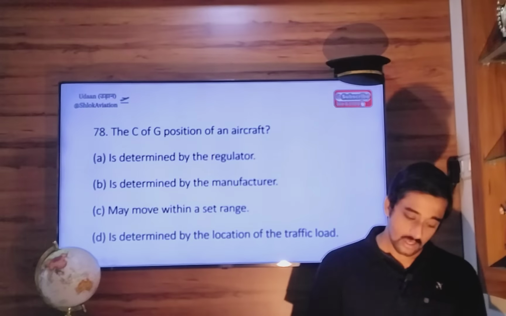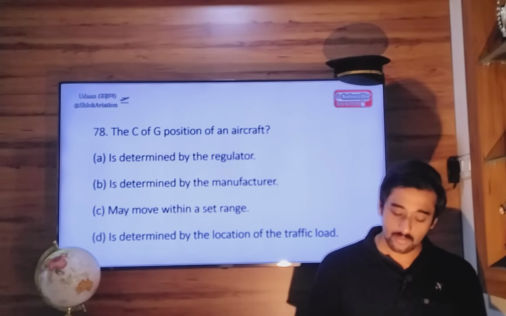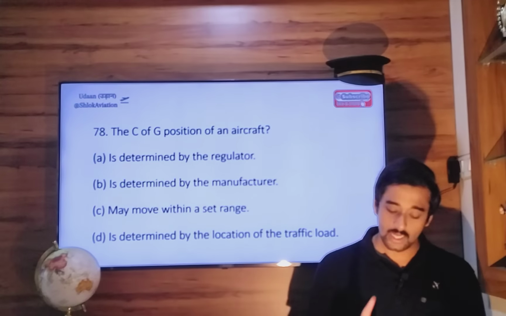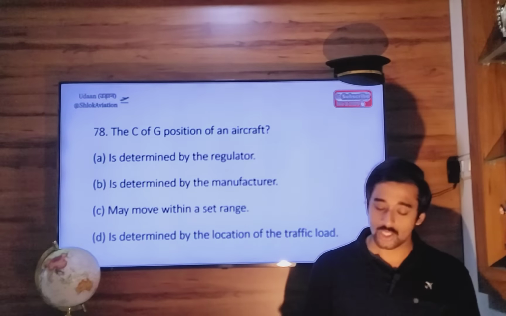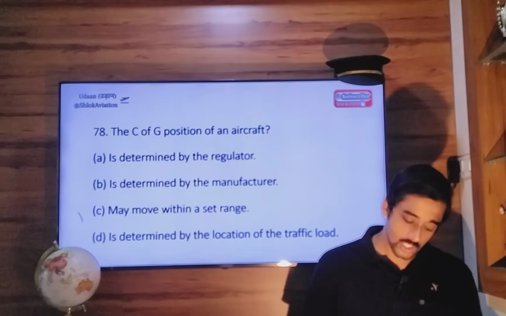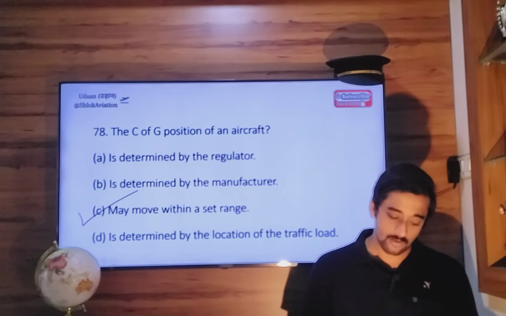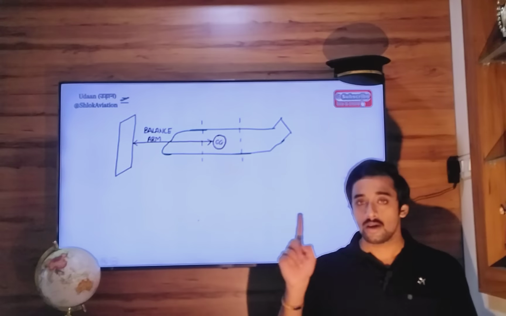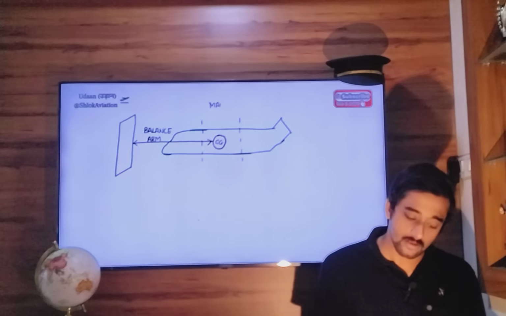Next. CG of an aircraft may move within a set range. The forward limit, the backward limit is determined by the location of the traffic load. So option Charlie. Now this range that we are talking about, the forward limit, the aft limit, this range is determined by the manufacturer.